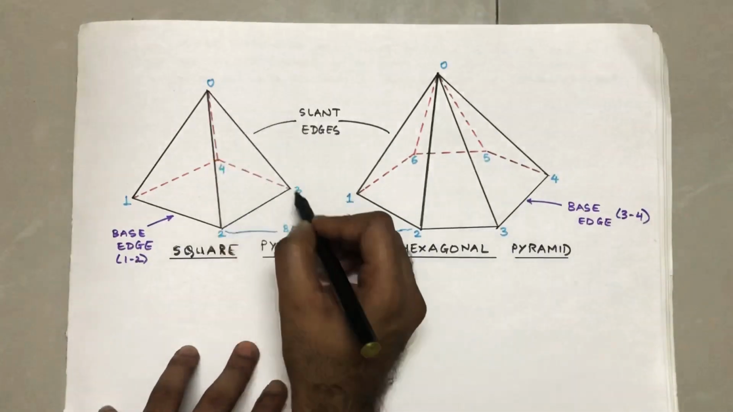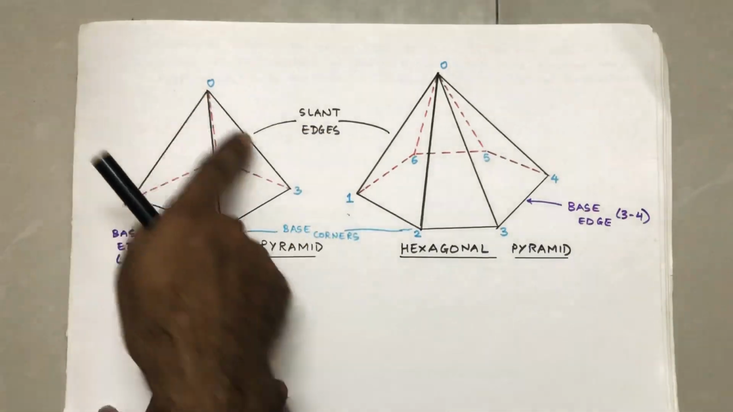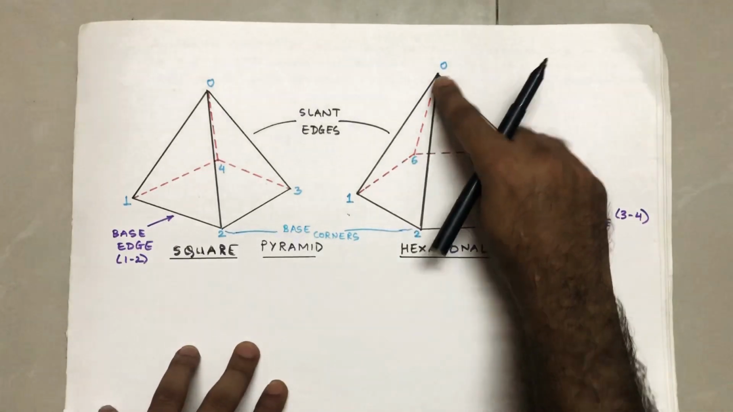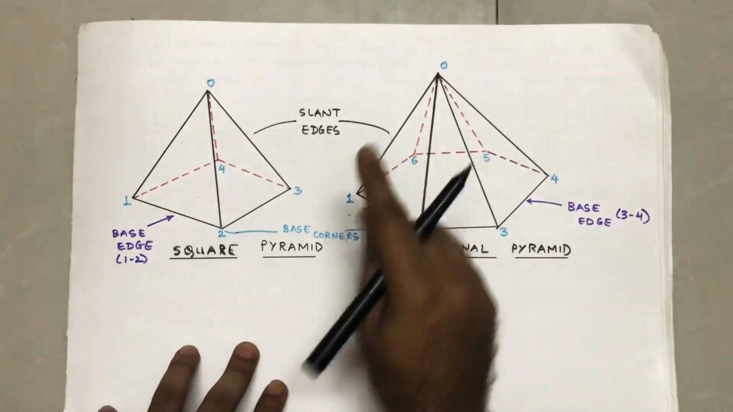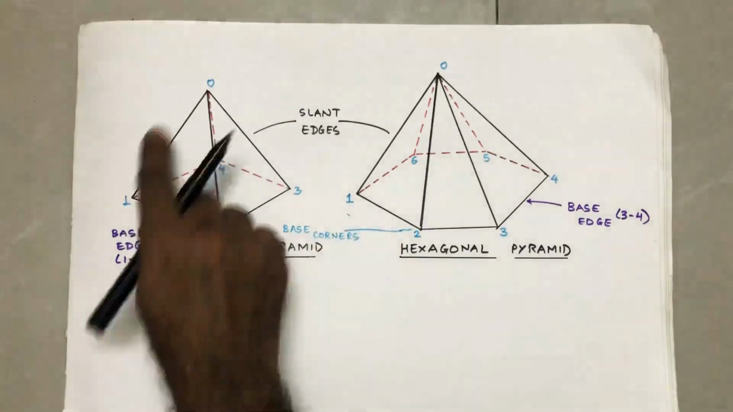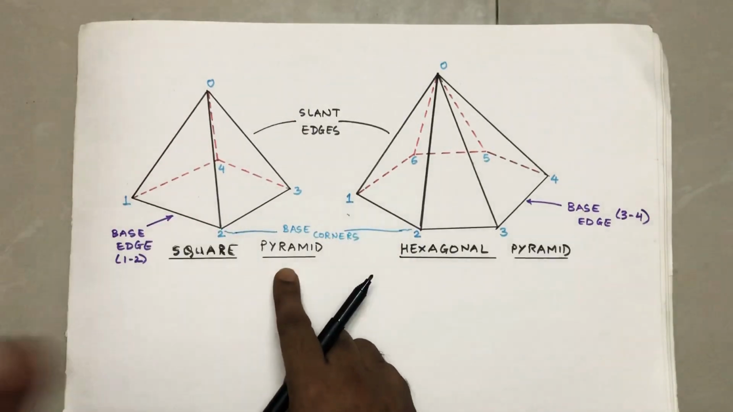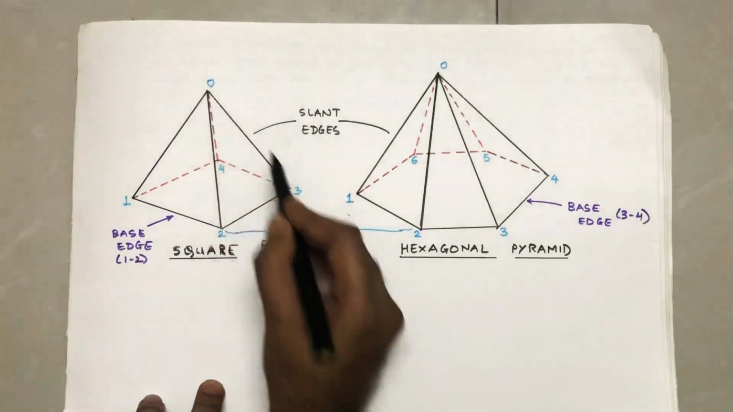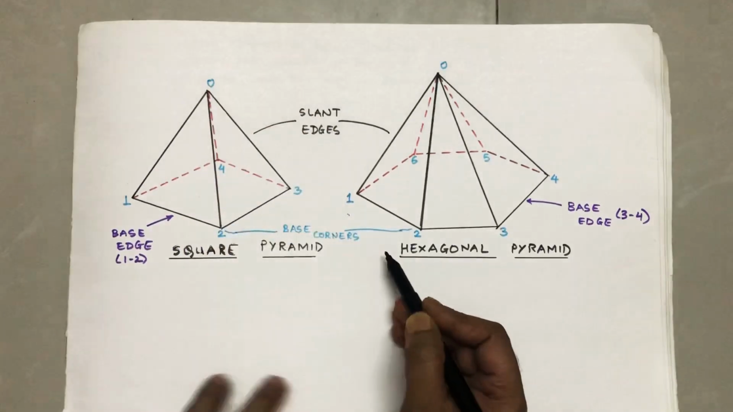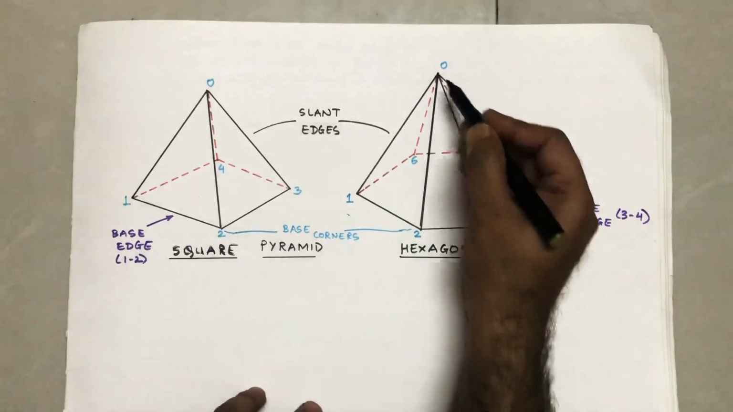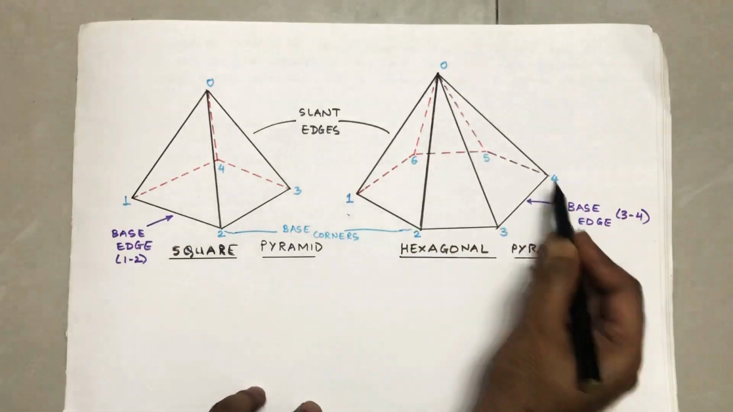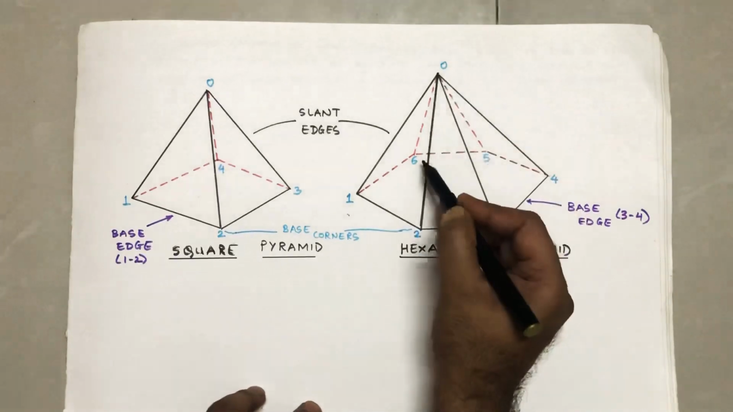For example, in this case, the slant edge is O3, whereas in this case, the slant edge is O1. So let me ask, how many slant edges are there in a square pyramid? 4. O1, O2, O3, O4. In a hexagonal pyramid, O1, O2, O3, O4, O5, O6.